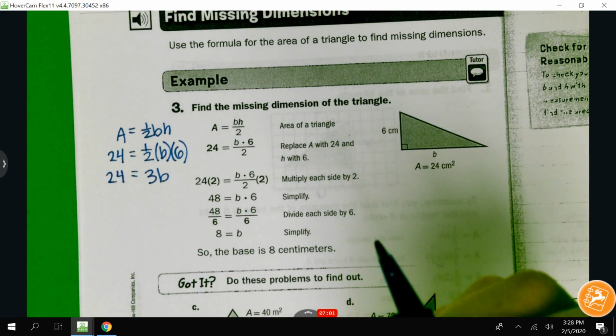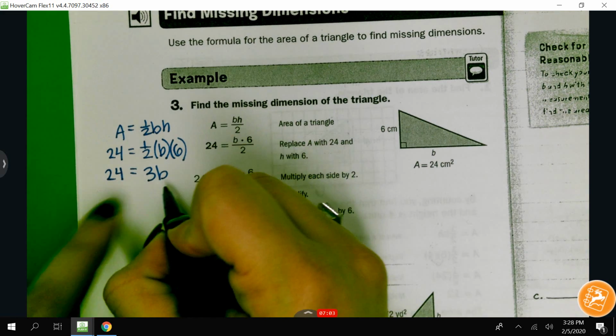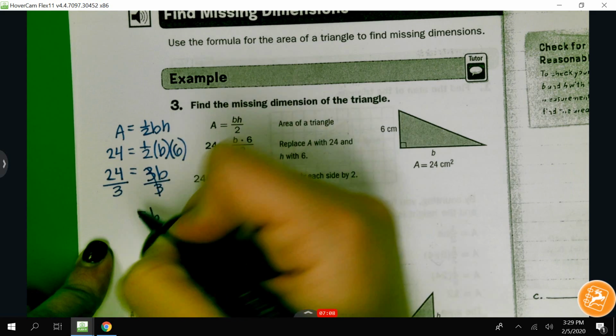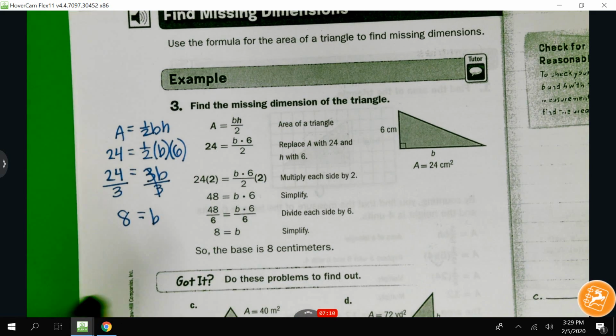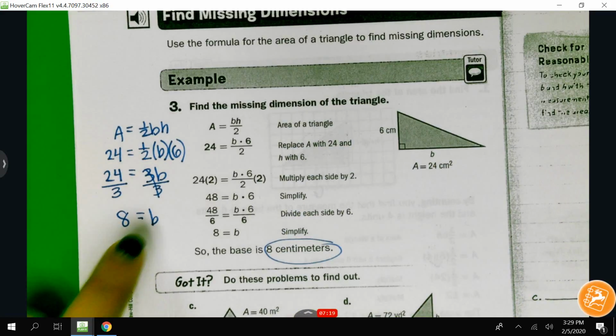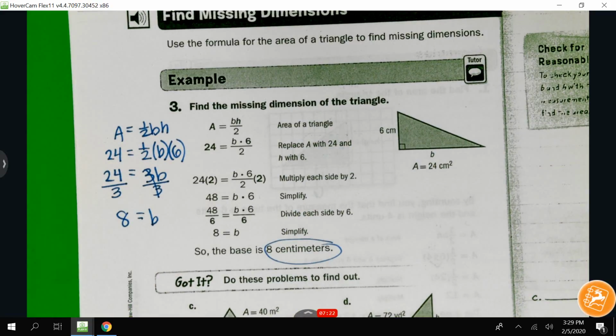And then now you have just a simple one-step equation. So in order to solve for B, you're going to divide both sides by 3. So B equals 8. This is just your base, so it is not in square units. It is simply just in centimeters. So 8 centimeters is what your answer would be. Okay. So you're just plugging in for whatever letters you know. If you know H and you know A, plug them in for A and H. But if you don't know H and you know the area and the B, you just plug in A and B.